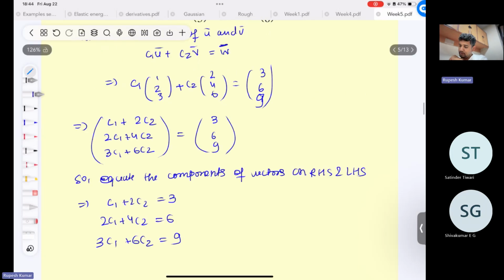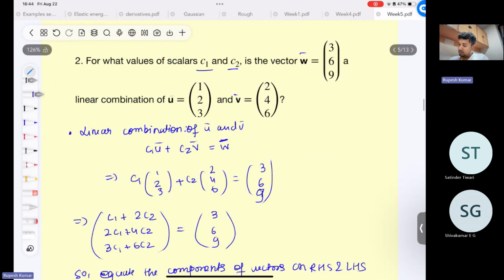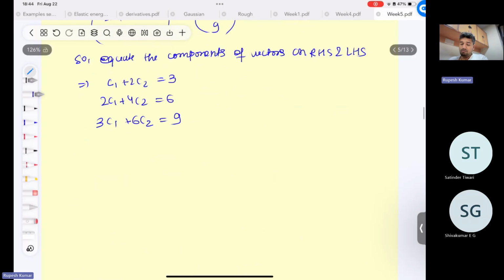Fine. So the question is, what values of C1 and C2 will ensure that this vector W is a linear combination of the vectors U and V. So we formulated the linear system of equations. Now we want to solve these linear systems of equations. You all know various ways.